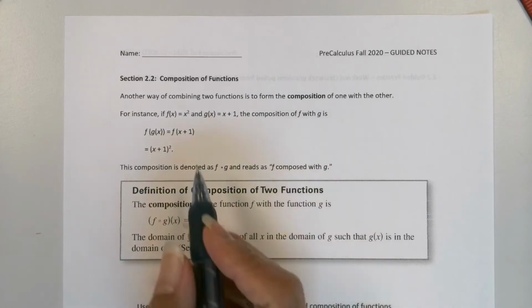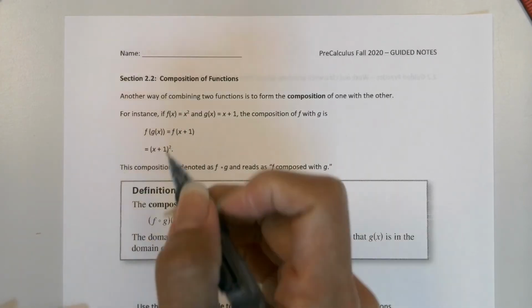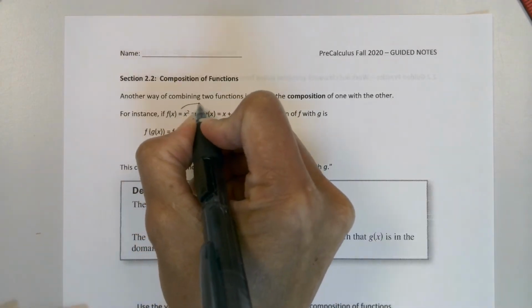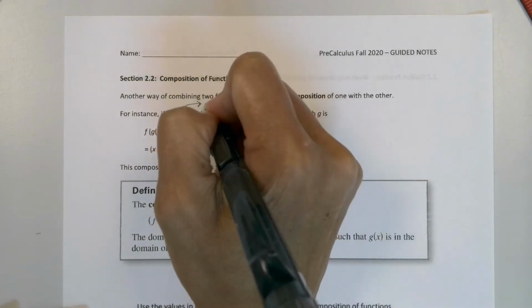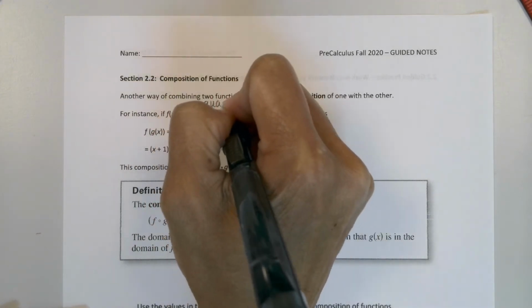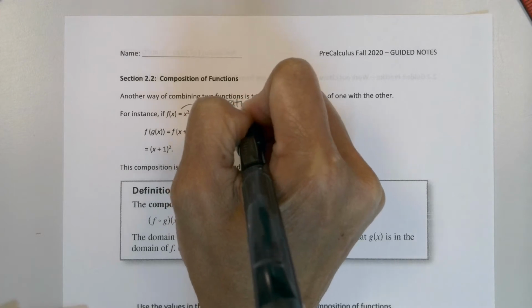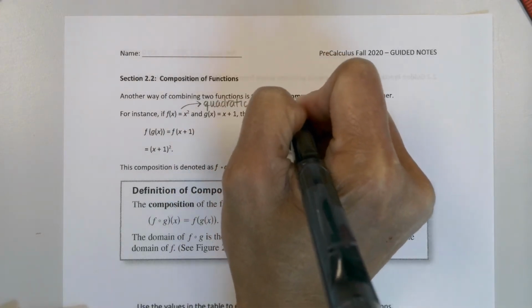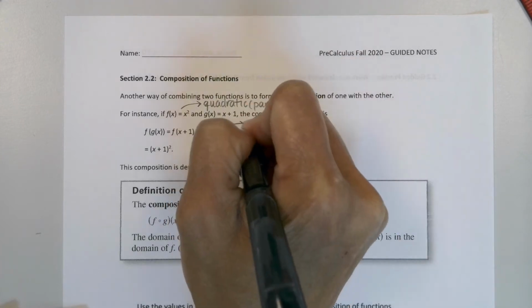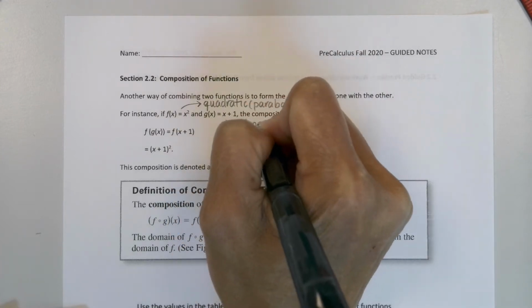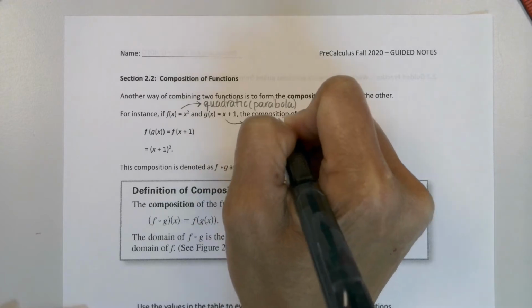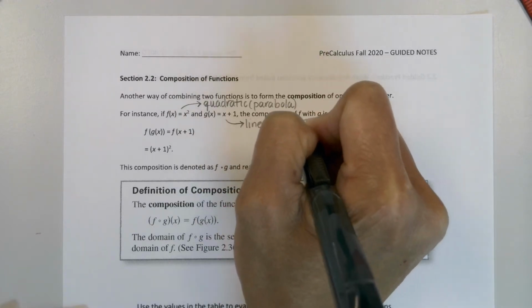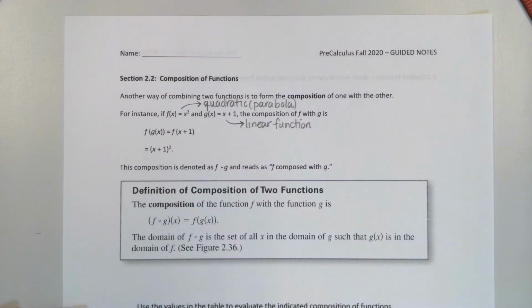f of x equals x squared. We all know that this is the parent function of a quadratic, and quadratics are those functions that look like parabolas. And the other function given right here is a linear function. Now I'm just going over this because it's just functions that you should be able to recognize.